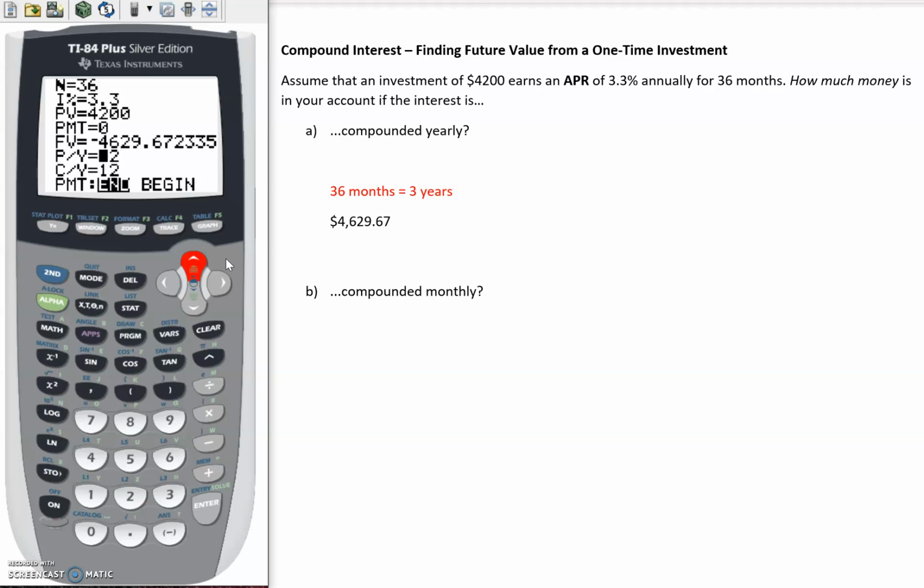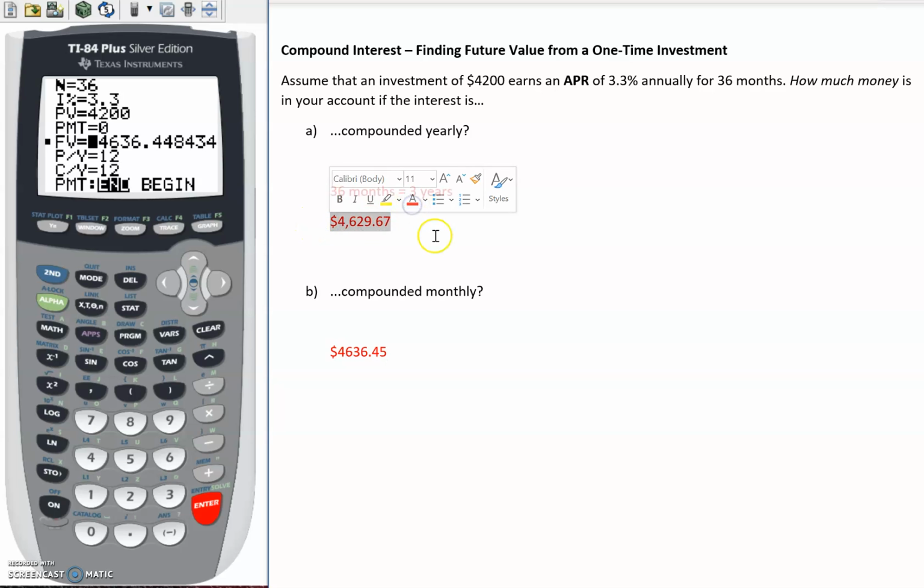But again, we want to double check these PY and CY values. Those should both be 12. In this case, most importantly, that CY should be 12. And then we do the same thing. We just say, okay, for future value, I want to know what I have later on in the account. So alpha and then enter, and we get 4,636.45 if we're rounding.